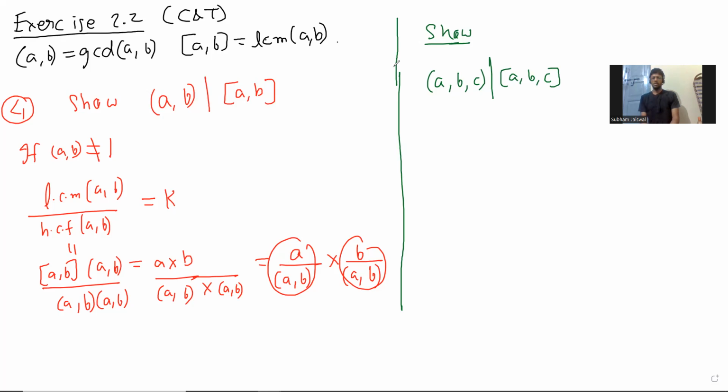LCM of A and B is A into B. No, we did not use that. We said that the LCM times HCF is A into B. I think that's what you meant. Right, yeah. So I shouldn't say LCM times HCF. I should say LCM of A and B for two numbers times HCF of A and B for two numbers is equal to the product.